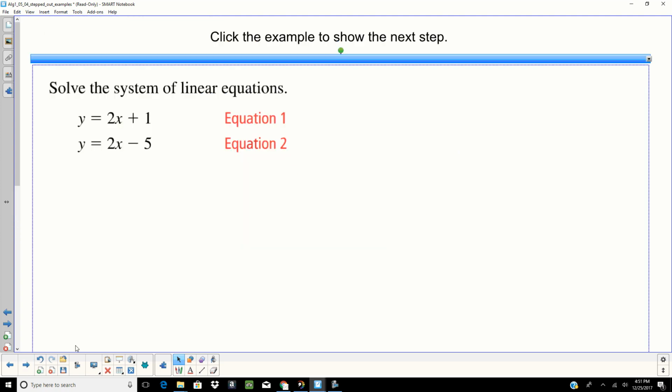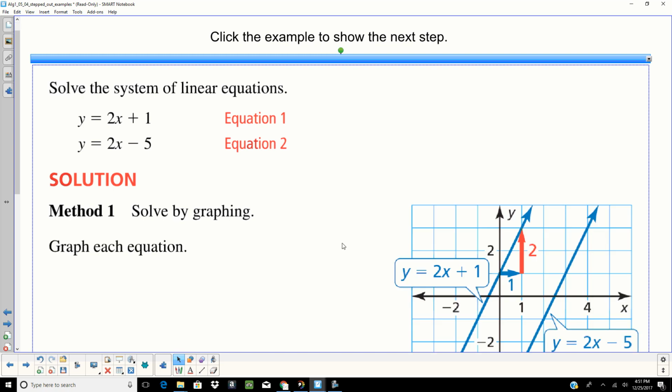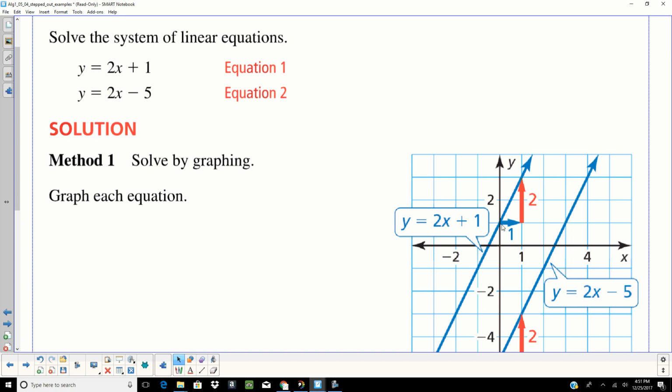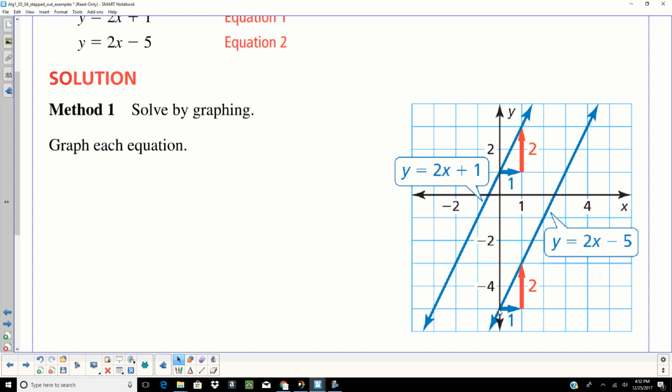So let's go ahead and we're going to solve. And I'm going to show you actually two methods. We're going to probably use substitution and graphing. So let's start off with the graphing. So method 1, you graph both lines. The y-intercept here is 1. The slope is 2, up 2 over 1. Here my y-intercept is -5. I'm going to go up 2 over 1.